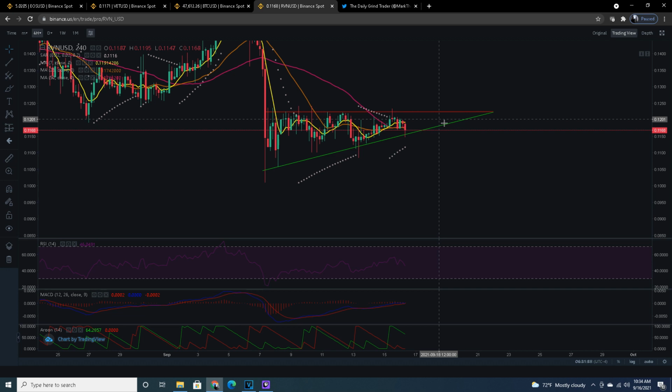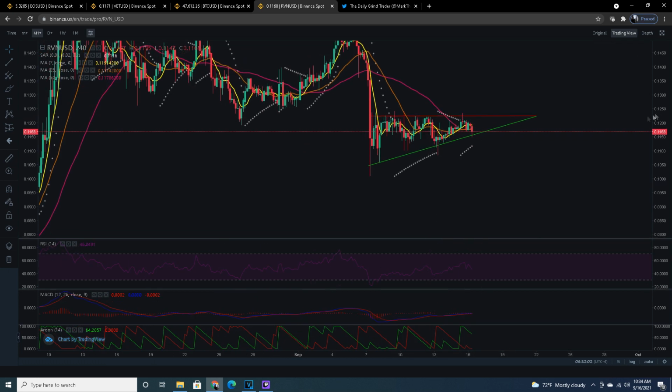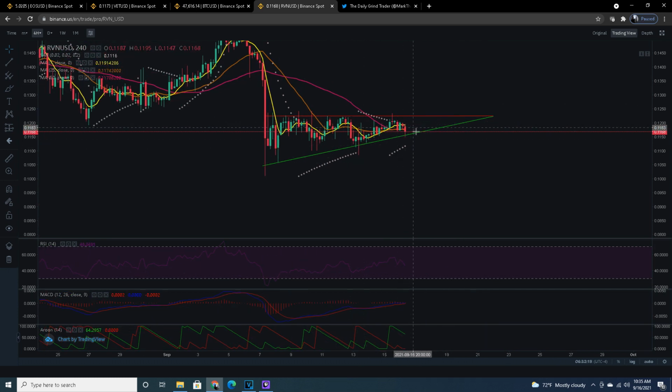This is typically a continuation pattern for an uptrend. However, we know that we were coming out of a downtrend, so this ascending triangle is also a reversal pattern for a downtrend. I just want to make sure we are aware of that. So I'm going to monitor this closely.